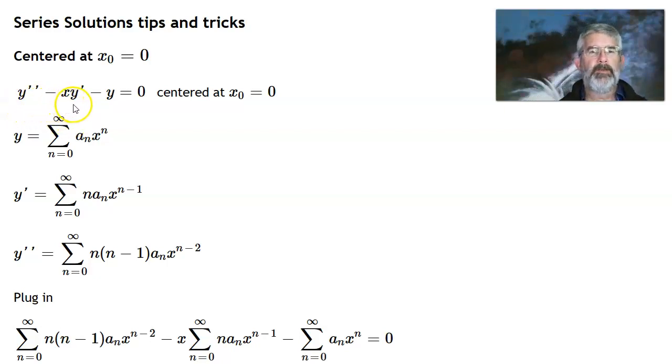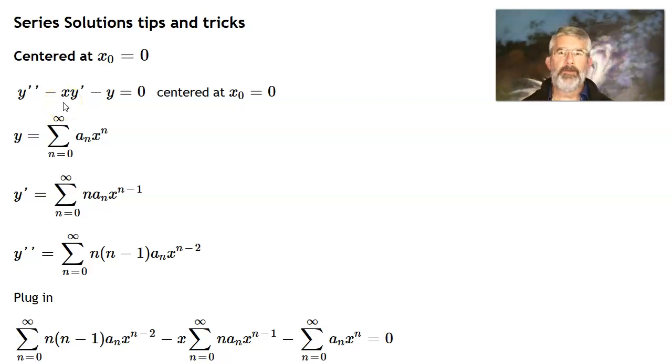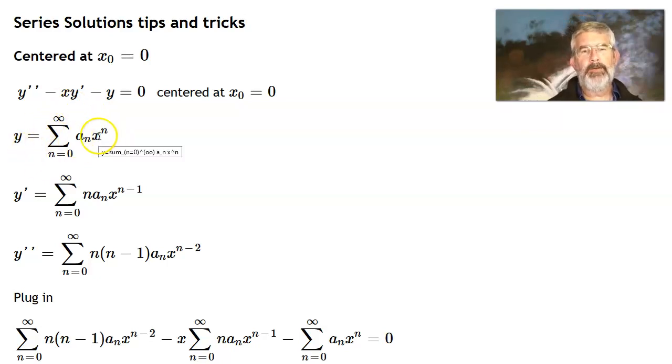y double prime minus x y prime minus y equals 0, centered at x0 equals 0. What I notice here is that this is not constant coefficients because of that x right there. So we can't do this with just assuming y equals e to the r x, because that x is going to screw things up. So let's try it with a power series.